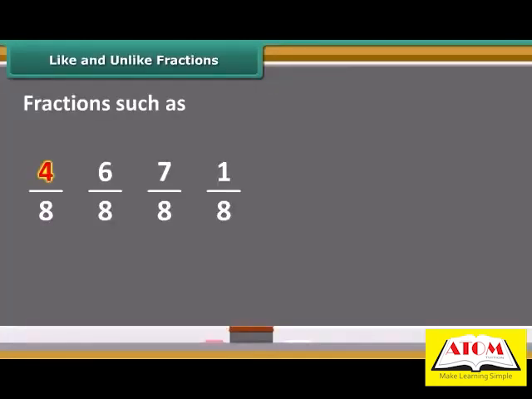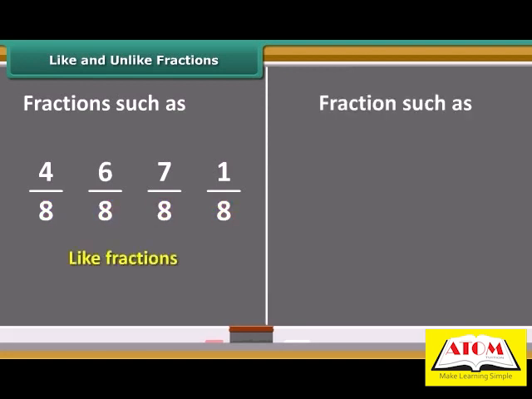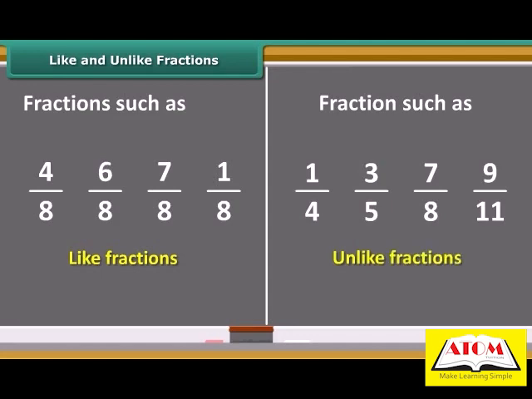Fractions such as 4/8, 6/8, 7/8, 1/8 with same denominator are called like fractions. Fractions such as 1/4, 3/5, 7/8, 9/11 with different denominators are called unlike fractions.